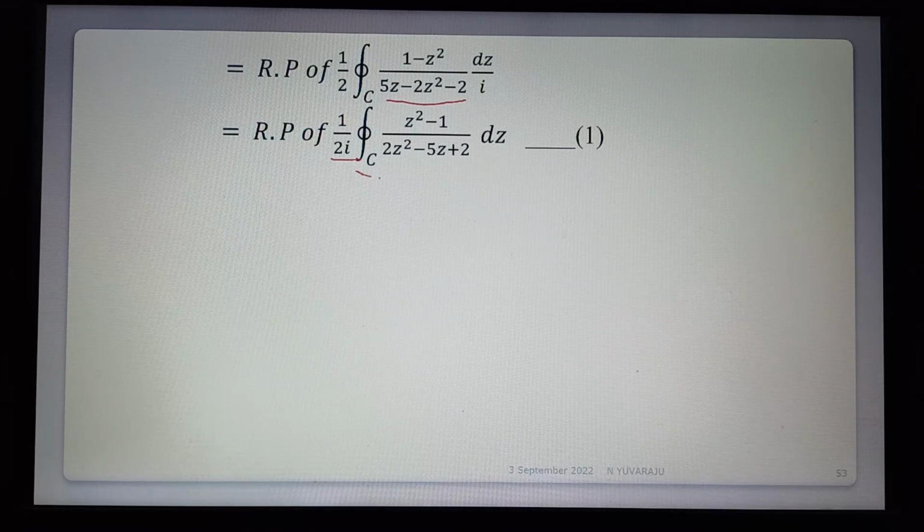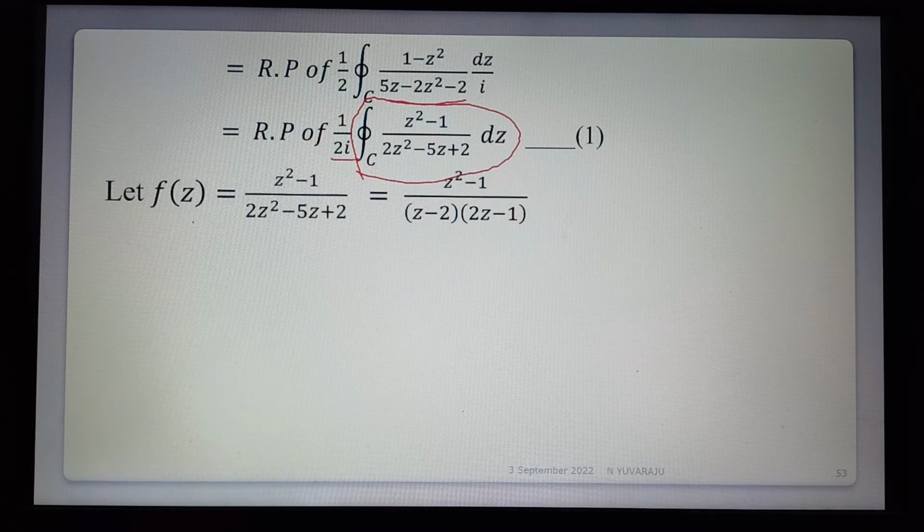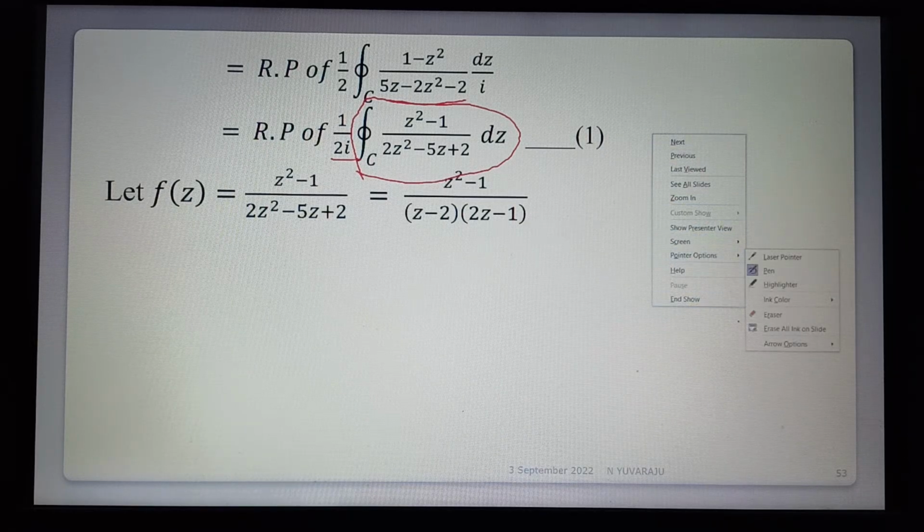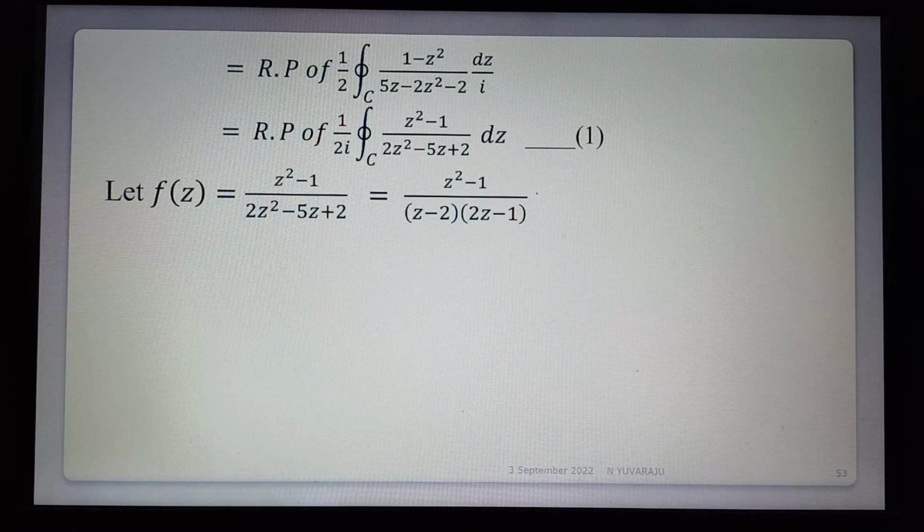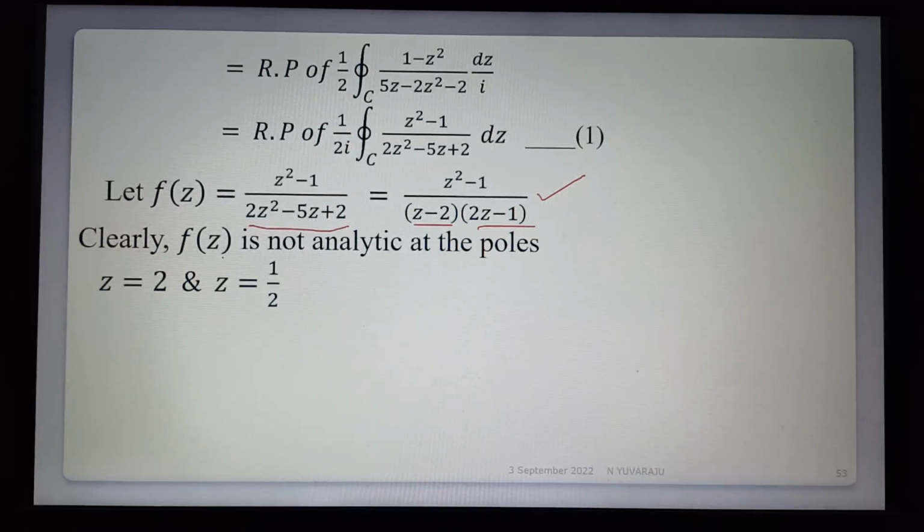So observing here, this is the integral part of f of z. This is f of z, z square minus 1/2 z square minus 5z plus 2. Again see the same procedure: let f of z be equal to z square minus 1/2 z square minus 5z plus 2. So this is the denominator factorization, z minus 2 into 2z minus 1. So clearly the given function is not analytic at 2 and 1/2. So 2 poles here. So clearly f of z is not analytic at the poles z is equal to 2 and z is equal to 1/2.